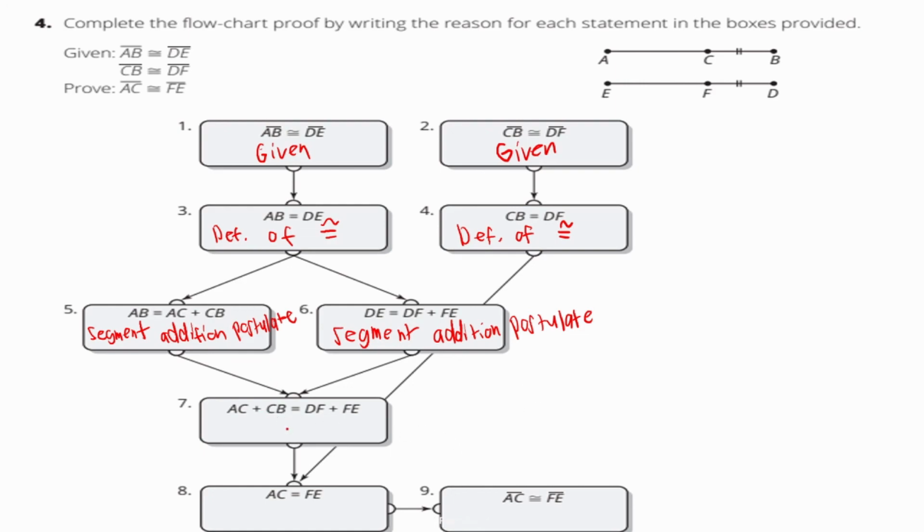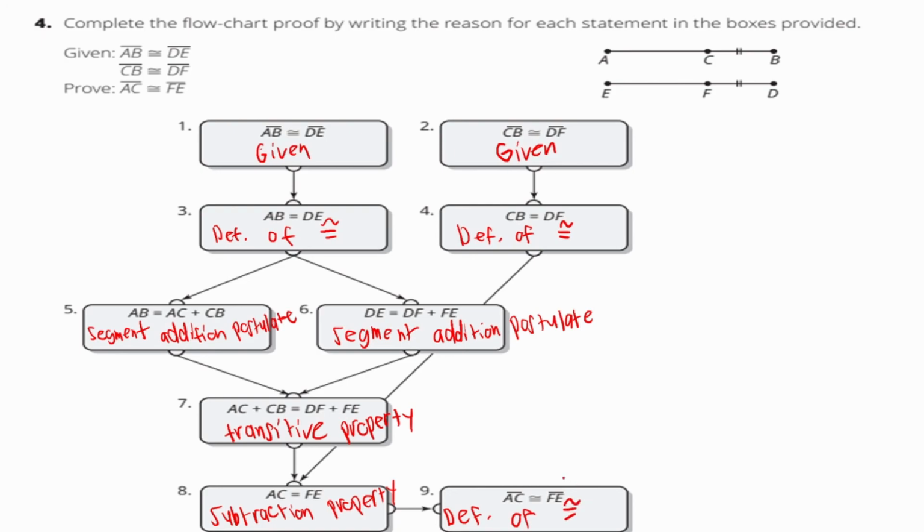So the reason for number 7. Now we're saying, hey, well, we said that AB and DE are equal. So these whole things must be equal. This is our transitive property. And then what do we do next? Well, we subtract CB and FD. So that's our subtraction property. And then finally, we say that since they're equal, that means they're congruent. That once again is our definition of congruence.